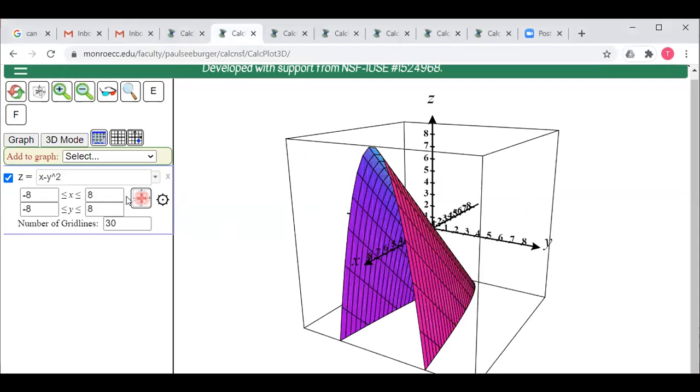Okay, so this is the one we just did, right? z is equal to x minus y squared. Take a look here. If you put this function in, this is what the function looks like.